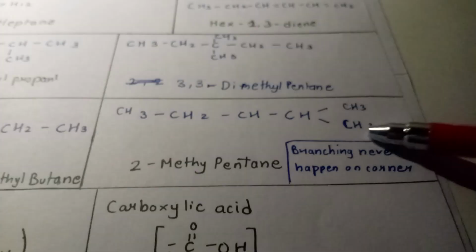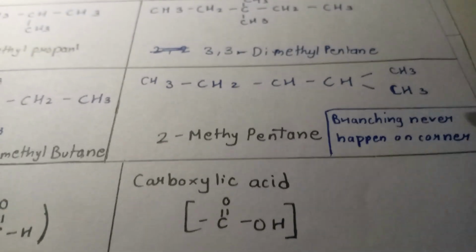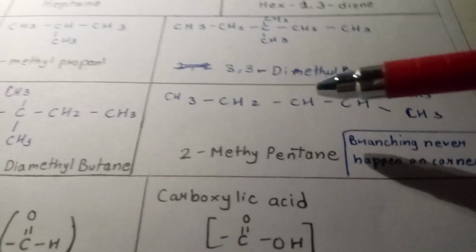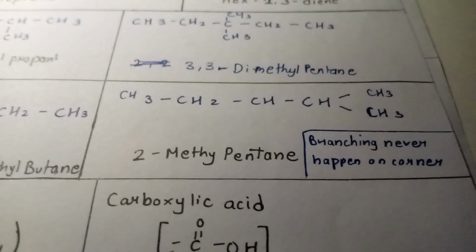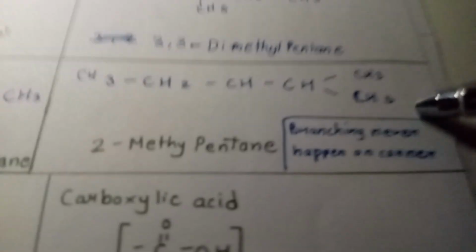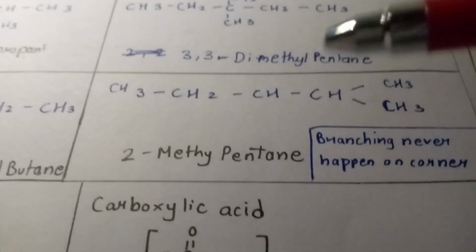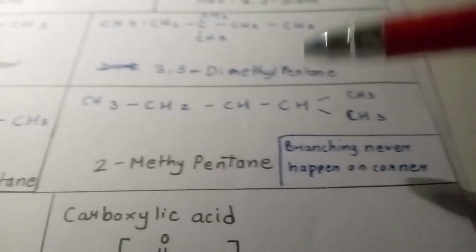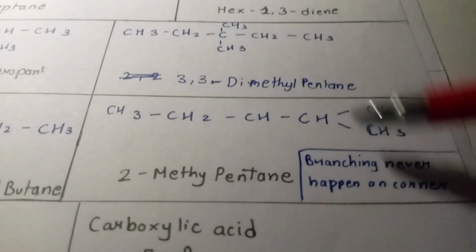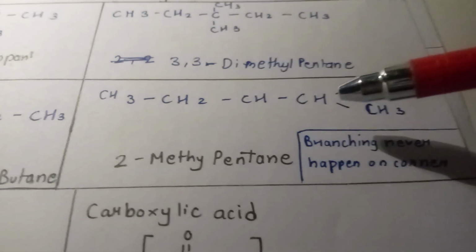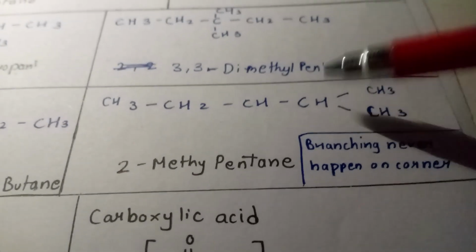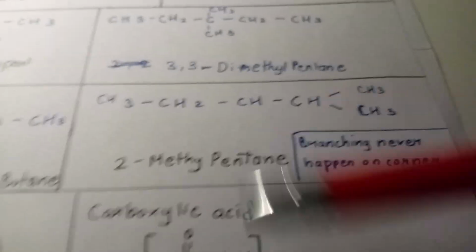Okay, next up is methyl pentane. Ignore that, starting again. Because the chain has one, two, three, four, five carbons in a chain, and the branching is at second, therefore, 2-methyl pentane.